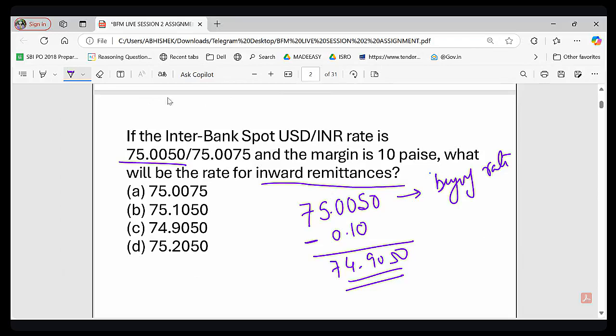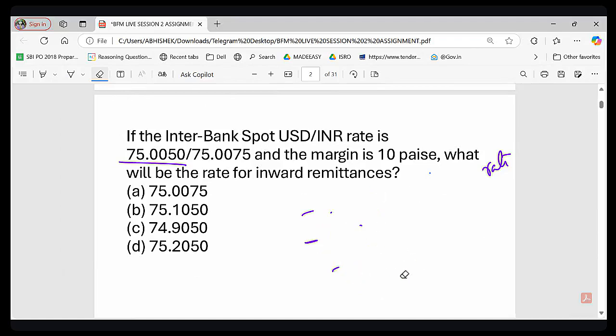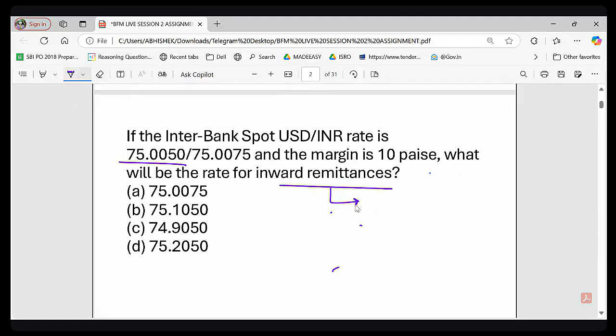Let me explain what has happened in this particular question. As you can see, inward remittance. Inward remittance means the bank is buying foreign currency. So here the keyword is inward remittance. It means that the bank is buying foreign currency, right? And the bank always buys at a lower rate to account for their margin or spread. Bank always buys at a lower rate.